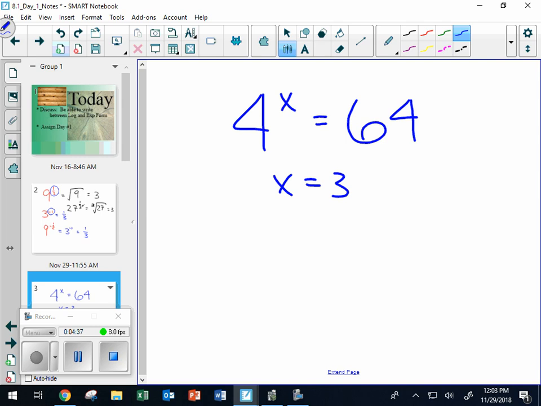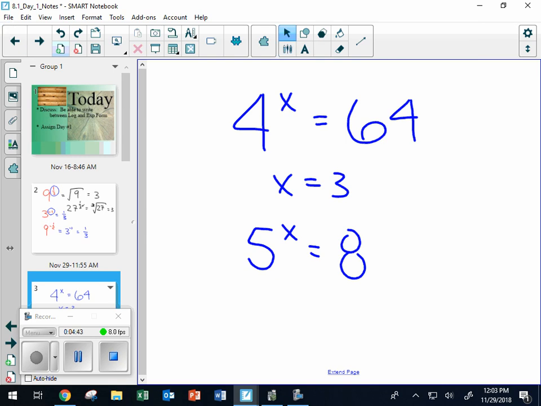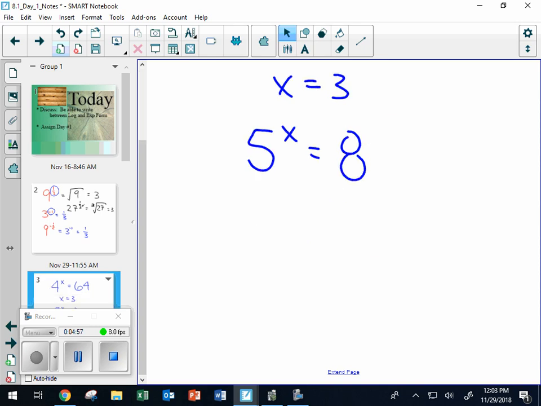But what if I asked you, I want to know 5 to what power will get me 8? All of a sudden, I don't know about you, but I don't think 5 goes into 8 nicely at all. So this is the point where we need to rewrite this. Does anybody remember what this form is called? It is our exponential form.